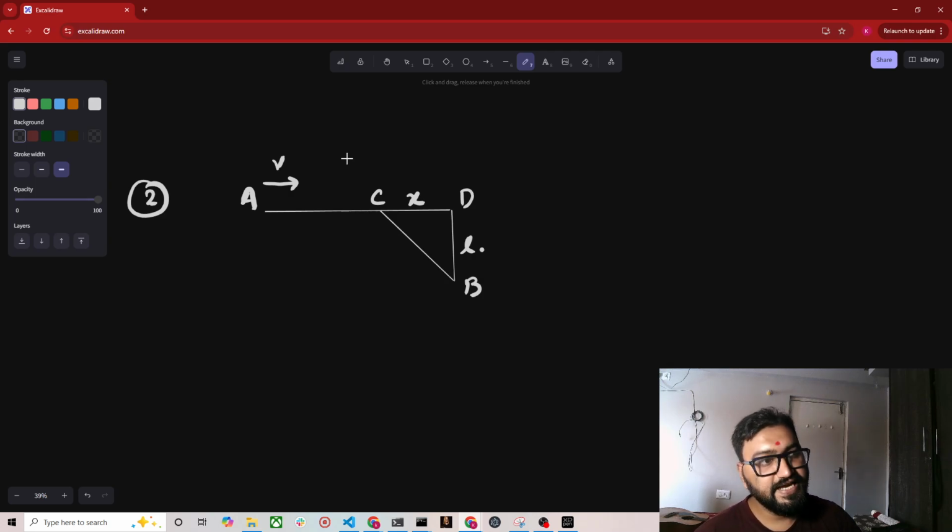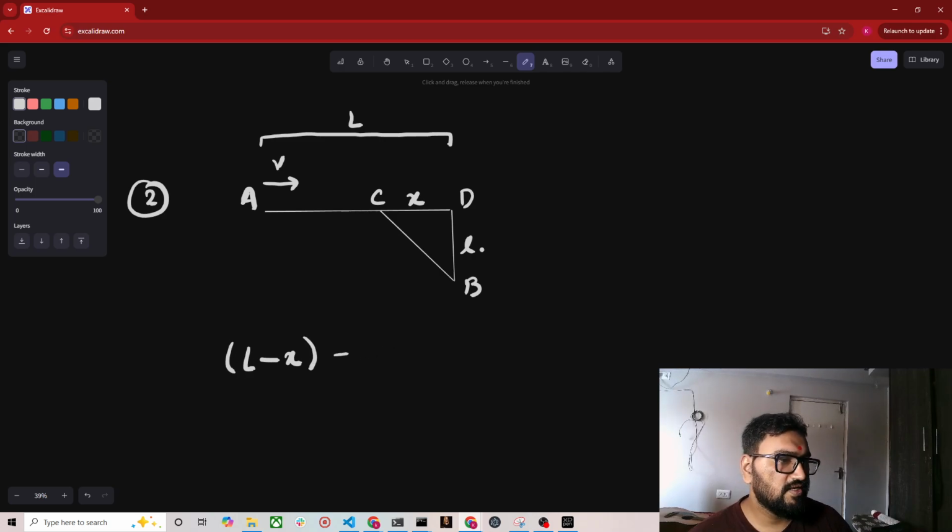Let's say at time t equal to 0, the distance between the person and the point D was capital L. So the total distance that he would have to travel is L minus x, plus root over x square plus L square.